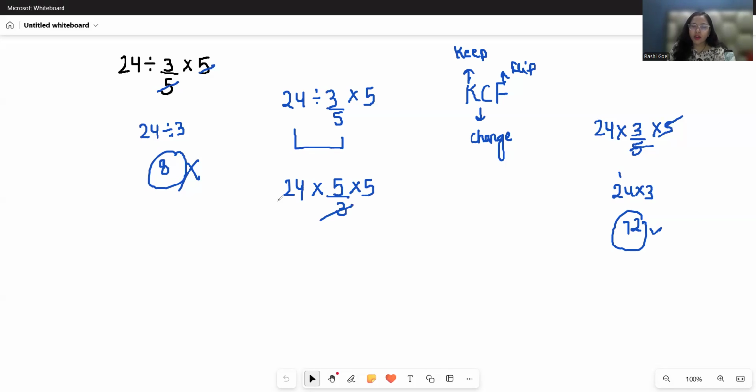Now you can divide it. Cancel out the 24 and 3 with 8. 8 times 5 times 5. 8 times 5 is 40 times 5, which equals 200. So what is the correct answer? 200, not 8. I hope you find it useful and you learn how to apply this KCF rule.